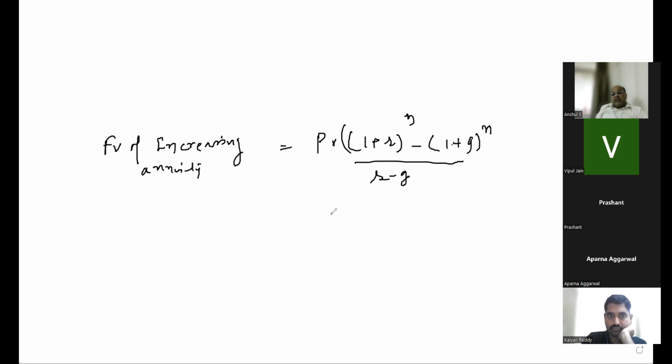P is your initial investment, the first investment. R is the return that you are expecting and G is the growth in investment. But this is in end mode. If you want to do it in begin mode, you have to multiply by 1 plus R as well. For the people who are not appearing for an exam, don't worry, we can do it in Excel also. But this is typically the formula you would have seen if you have studied for an exam. Clear?